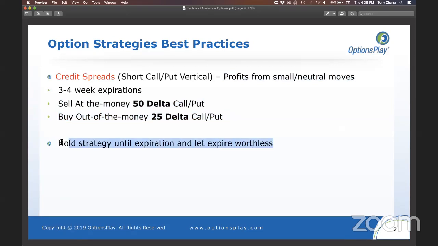And this strategy is something that you do want to hold until expiration. You want to try to hold that trade to expiration and simply let this credit spread expire worthless. And that means that you keep all the credits, and that is the profit that you receive on the trade.